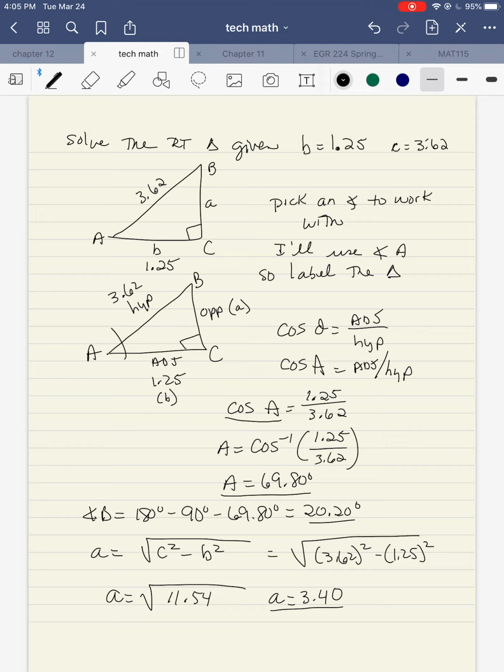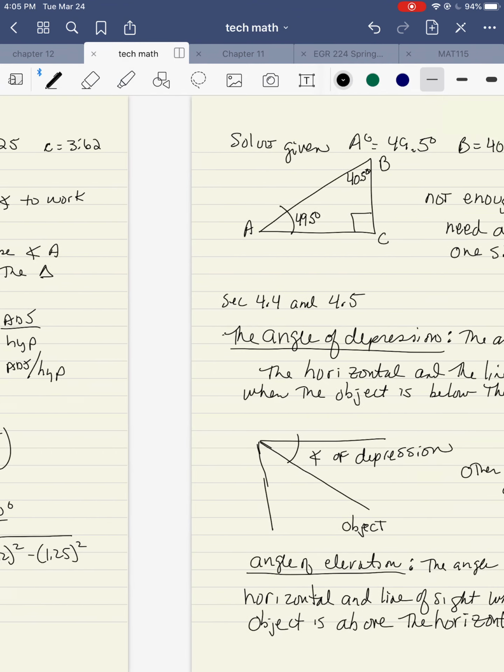The last thing I need to find is side A. Now I can go back to the Pythagorean theorem and say side A is the square root of C squared minus B squared. Putting my numbers in, 3.62 squared minus 1.25 squared. That's going to be the square root of 11.54, which comes out to 3.4. Now I have all the information I need.